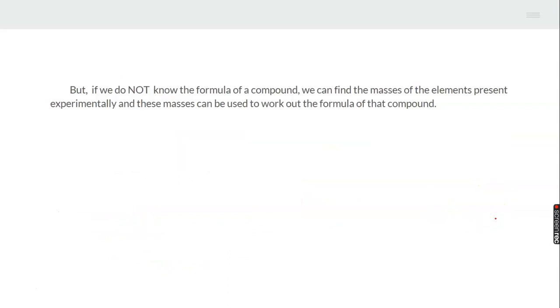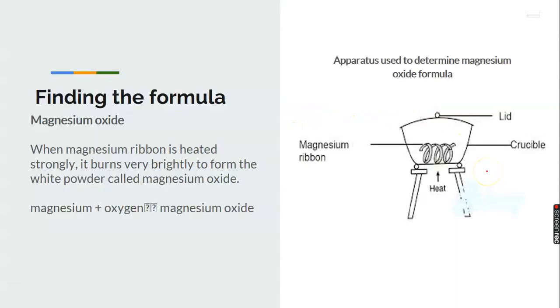But if we do not know the formula of a compound, we can find the masses of the elements present experimentally. And these masses can be used to work out the formula of the compound. So you'll see that next, which is finding formula.